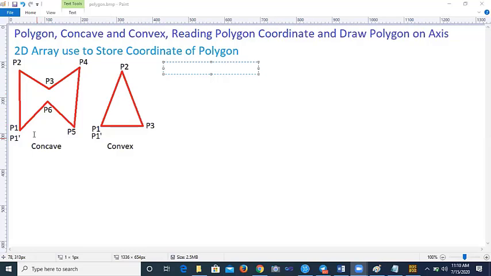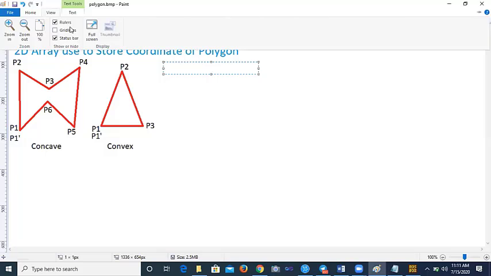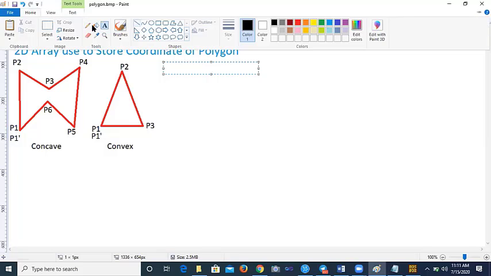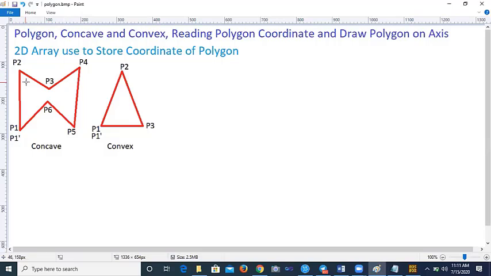Now here I have used the concave polygon. So why is this concave? Suppose I consider any 2 points that are inside the polygon. Suppose this is my first point and this is my second point. Both are inside the polygon, and then I join this line. Some part of the line is outside the polygon. That means this polygon is a concave polygon.